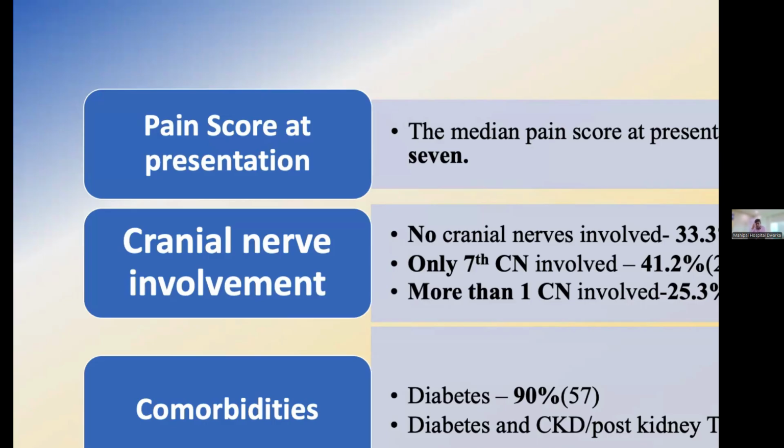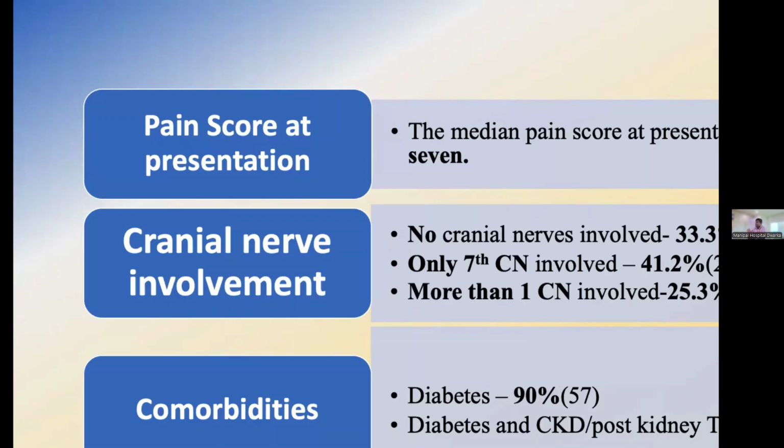Only 21, or 33%, of our patients, and this might be an institutional referral bias, we got only one-third of patients who didn't have cranial nerve involvement. Most of our patients had one or more cranial nerves involved when they presented to us. And as sir very rightly mentioned, this is a disease of immune compromised patients. Almost all of them, you will hardly have a patient who is otherwise healthy.